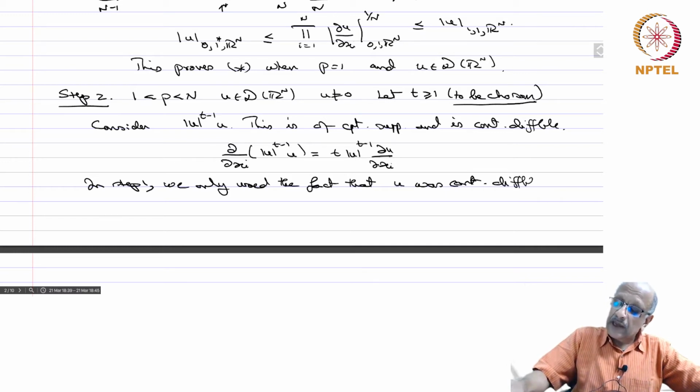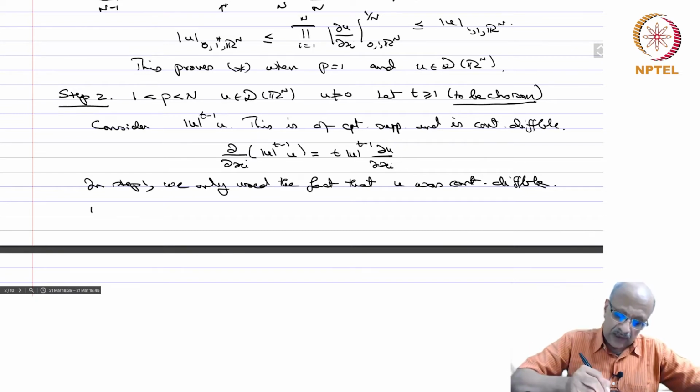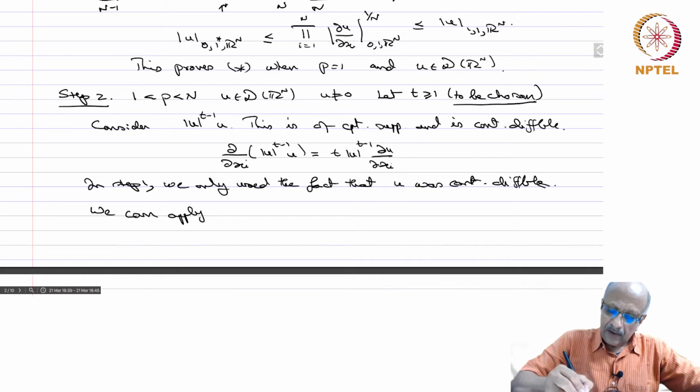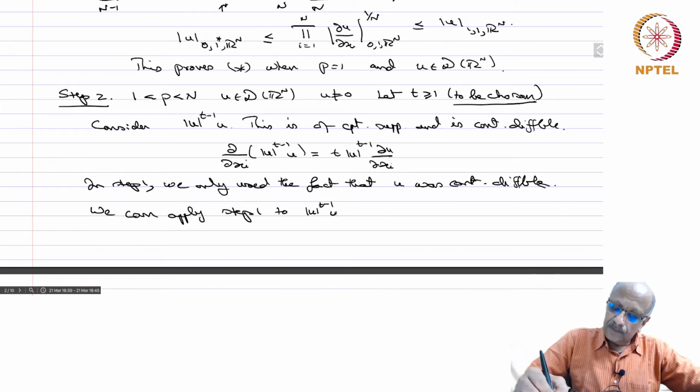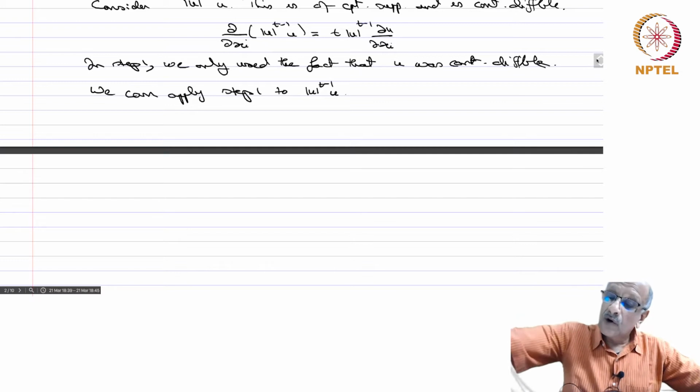We didn't use any higher derivative, though it's differentiable. We didn't use any of the higher derivatives and so on. So we can still apply step 1 to |u|^(t-1) u. So we apply that to the function. So what is |u|?